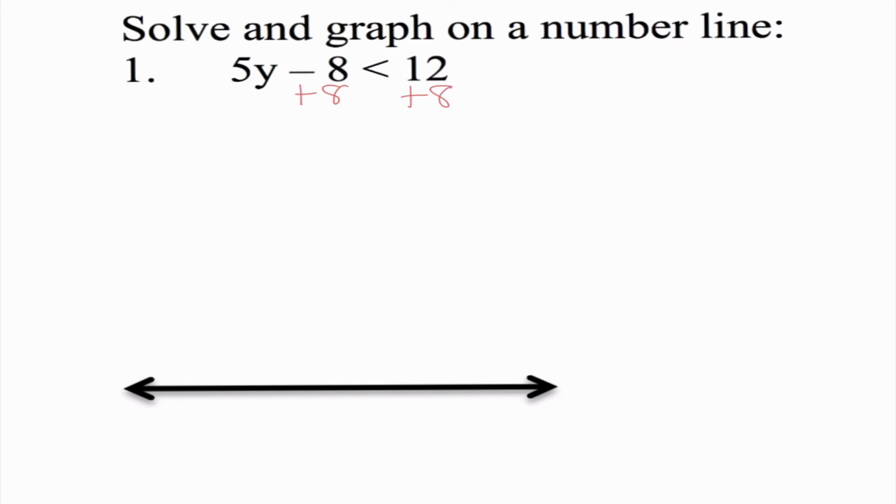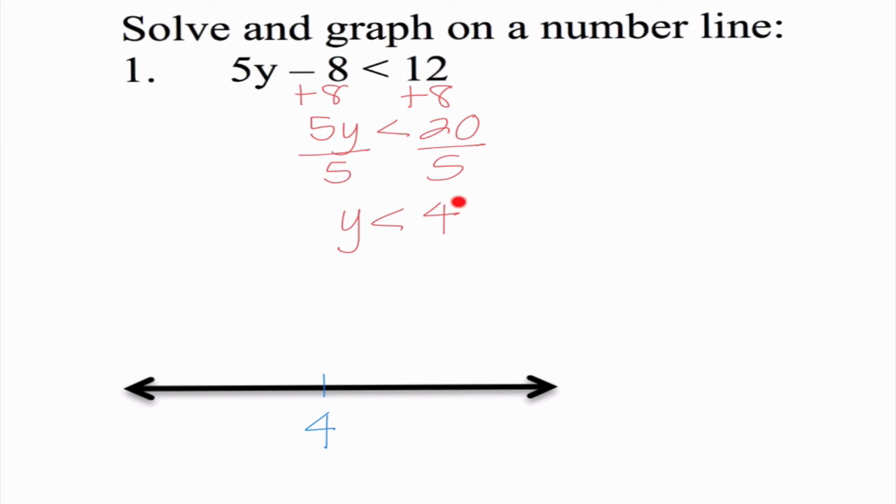So I'm going to add 8 to both sides. So I get 5y is less than 20. Then I would divide by 5. So I get all numbers that are less than 4. So on my homework, I have all numbers less than 4. Here's 4. And I need to figure out where would those values be? Where are numbers that are less than 4? Well, they are to the left.